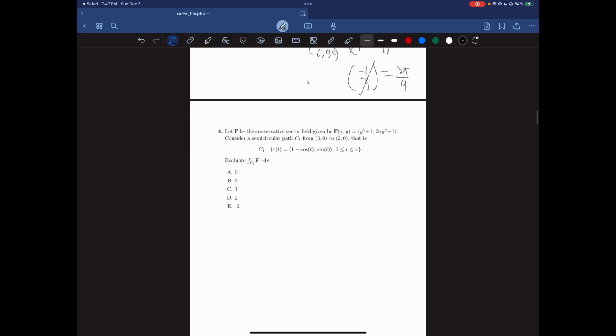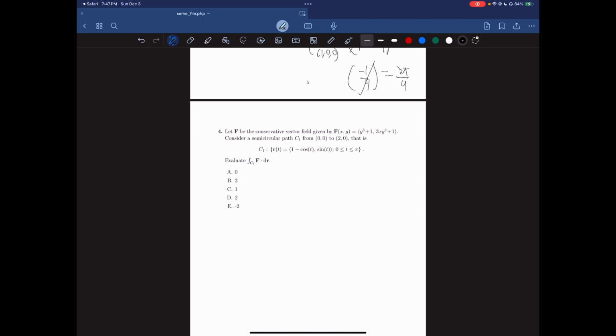Number 4, let F be the conservative vector field given by F(x,y) = ⟨y³ + 1, 3xy² + 1⟩. Consider a semicircular path C1 from (0,0) to (2,0). That is, C1 is given by r(t) = ⟨1 − cos t, sin t⟩, 0 ≤ t ≤ π. Evaluate ∫F · dr.